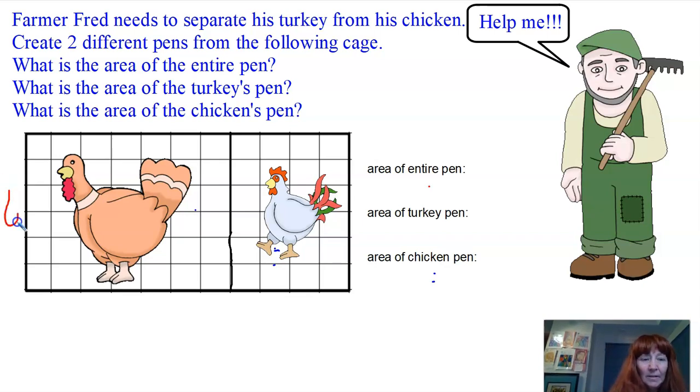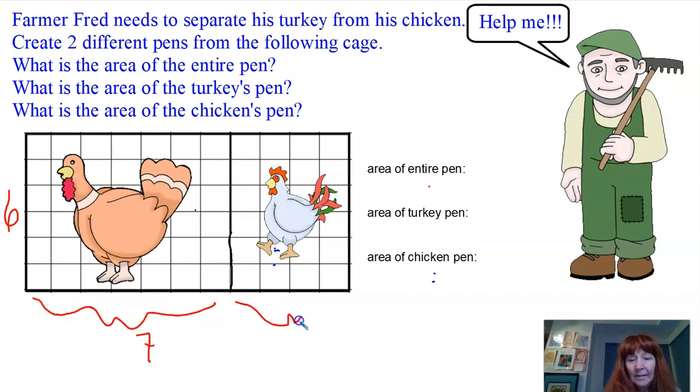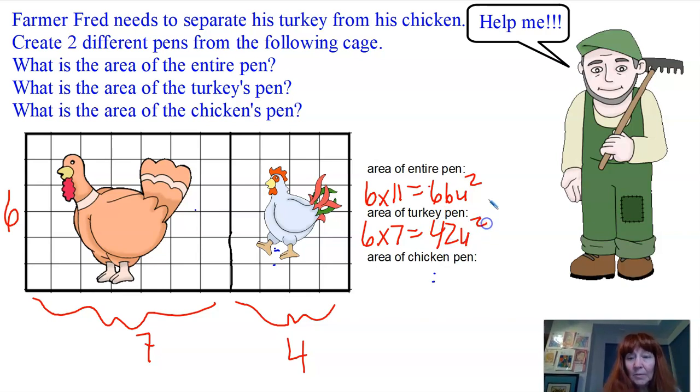The width didn't change, it's still 6. The total length didn't change, it's still 11. But this time the turkey's got 7, and this time the chicken only has 4. So the entire length is 6 times 11 equals 66 units squared. The turkey gets 6 times 7, which is 42 units squared. And now the chicken gets 6 times 4, which is 24 units squared.